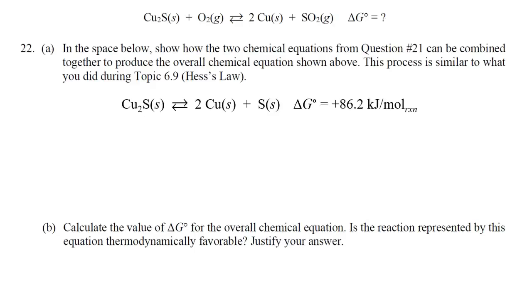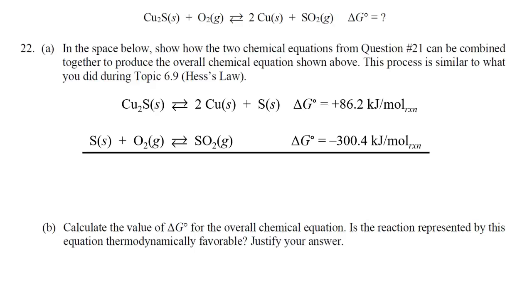So what I'm going to do is write the two equations, one on top of each other. This was from question 21. And now when I add the two equations together, notice how there's sulfur on the right in the first equation, and there's sulfur on the left in the second equation. So I can cross those out on opposite sides. That would be the common intermediate, or substance, that is common to both of these reactions. And now when I add these two equations together, it matches exactly what I can see at the top of this slide. So what's the delta G for this overall process?